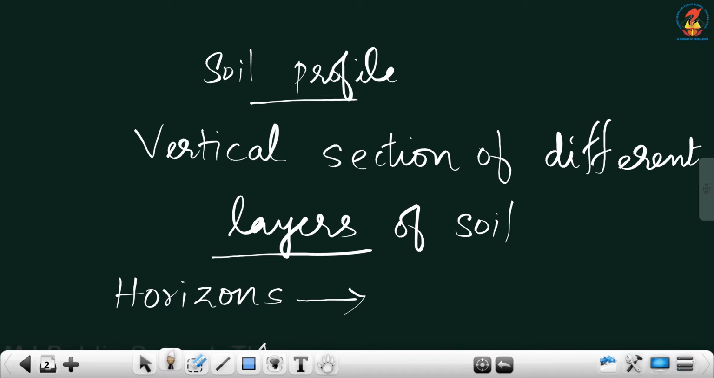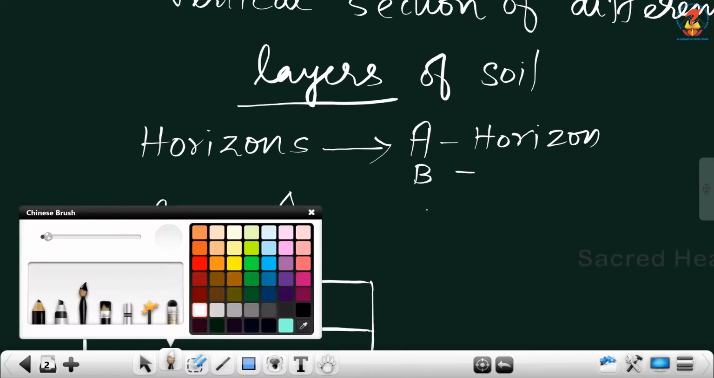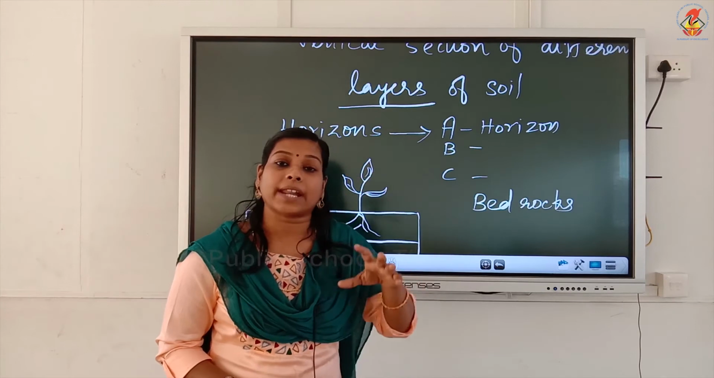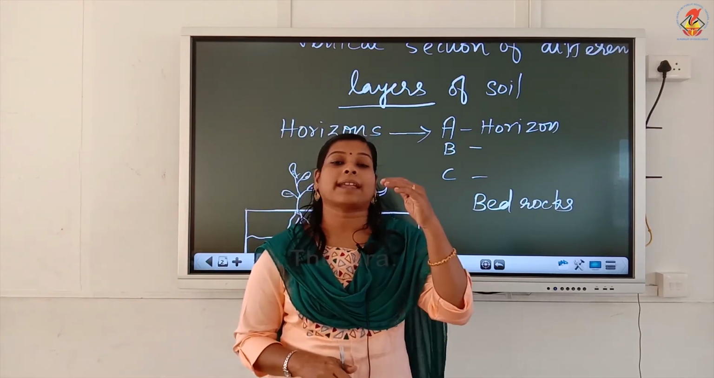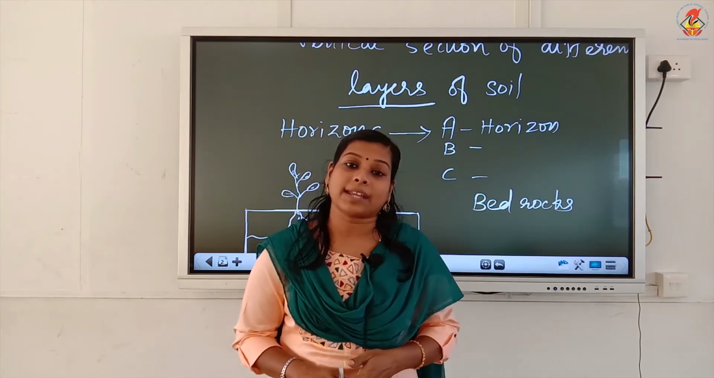Four different horizons are there, which we call A horizon, B horizon, then C horizon, and finally we can see bedrock. These are the different layers of the soil. The different layers of the soil are known as horizons: A horizon, B horizon, C horizon, and finally the bedrock.